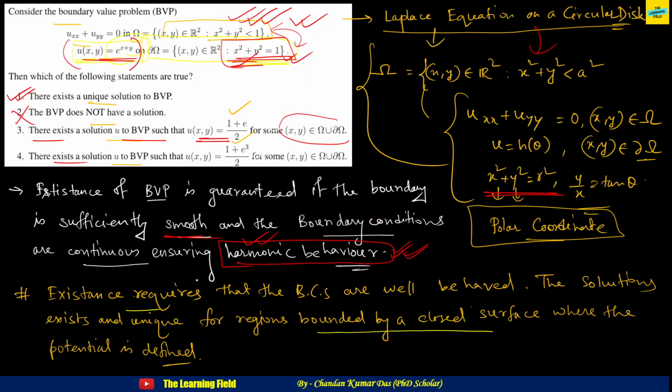That means this value exists inside our given region. Since this is satisfied, we can say that there exists a solution u with u(x,y) equal to this for this region. Fine. So this is true.